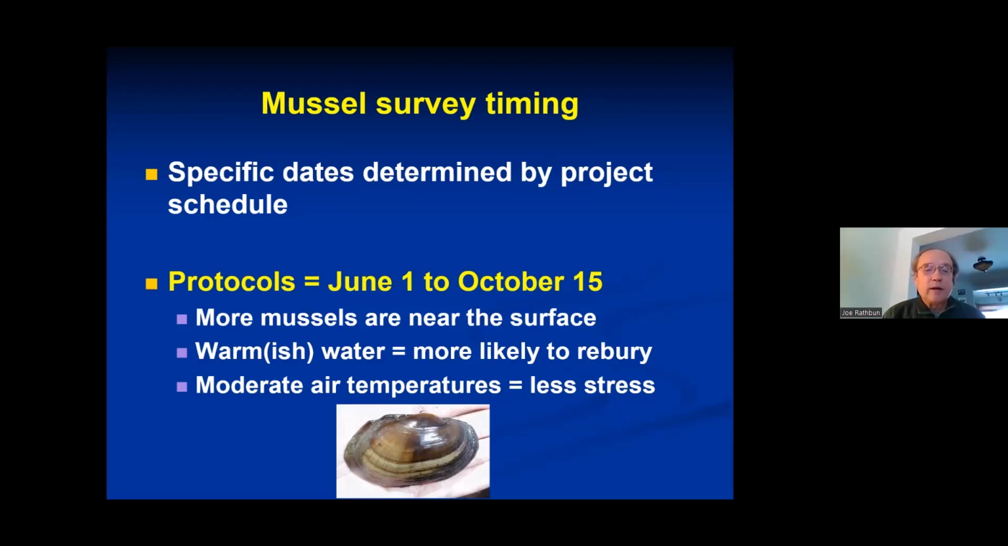Also, if you are relocating the mussels, the relatively warm water from June 1st to October 15th makes it more likely that the mussels will survive. They will be able to rebury themselves appropriately and make it through the following winter. And the moderate air temperatures as you're handling mussels, identifying them, measuring them, having them out of the water is just less stress.